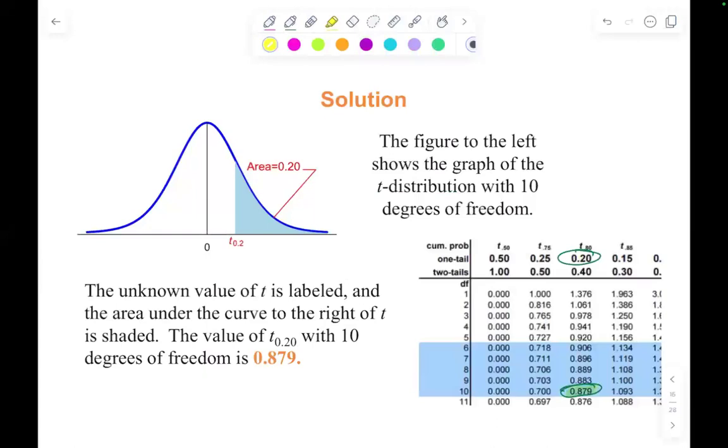Questions on finding the t value? I will show you soon how to find the t value using your calculator. Don't worry, it's coming up. But I want you to be able to use the t table also, because it is kind of cool. And I'm weird. I like weird things like that.